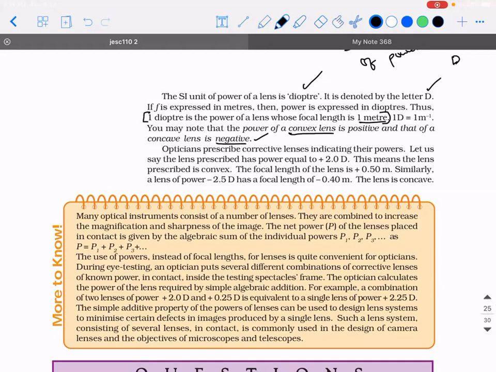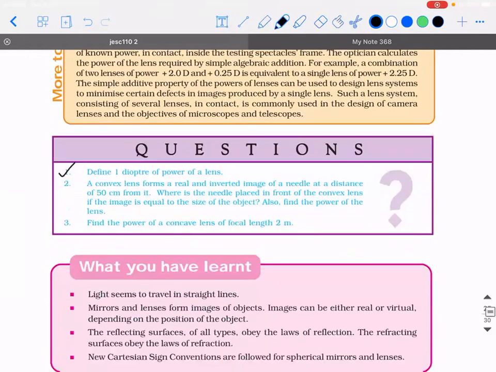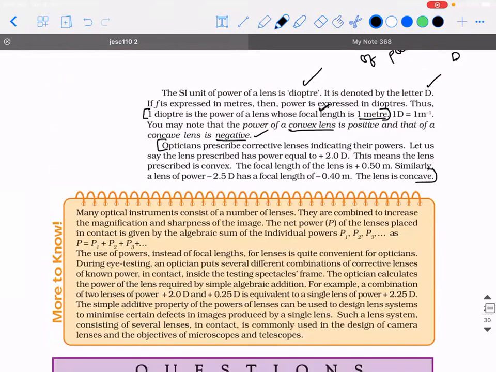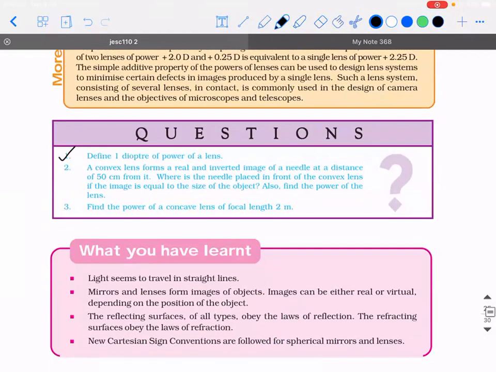Okay, guys. Now see, define 1 diopter of a power of lens. So what do you mean by 1 diopter? 1 diopter is a power of lens whose focal length is 1 meter. Okay.